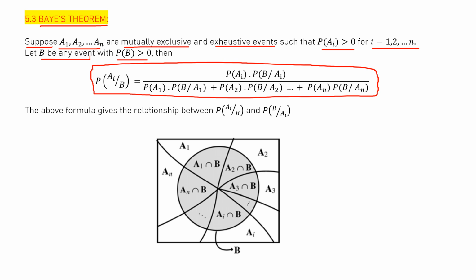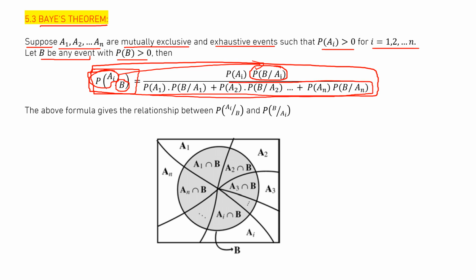So probability of Ai given B, that means the event B already happened. Then what is the chance of happening of Ai given B? So the formula goes like this. You write P of Ai, that means this numerator part, and then you take the reciprocal, which will give you probability of B given Ai. Then in the denominator we have to write the total probability.